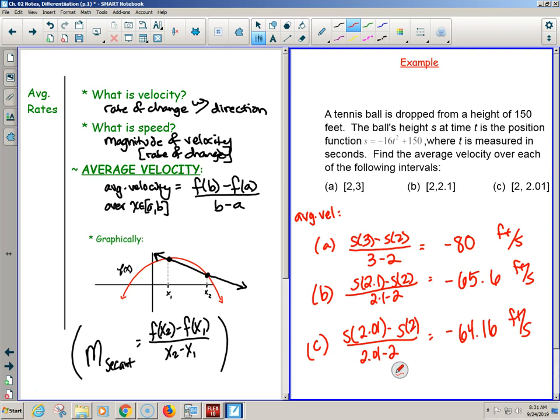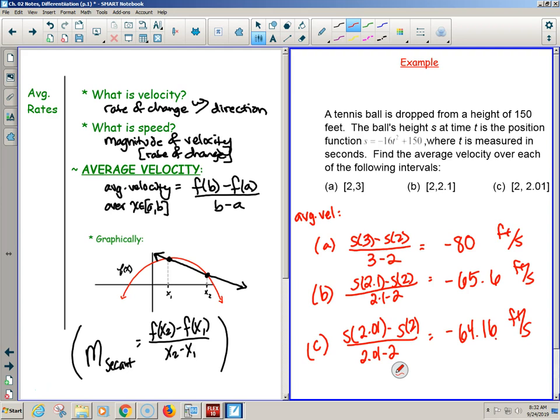Do you guys know what magnitude means? The how-muchness? The magnitude of -4 is 4. The distance of -4 away from 0 is 4. The magnitude of -72 is 72. The magnitude of 13 is 13. What's magnitude a lot like? Absolute value. So what's the average speed in this problem? Just 80. How about that one? 65.6. How about that one?